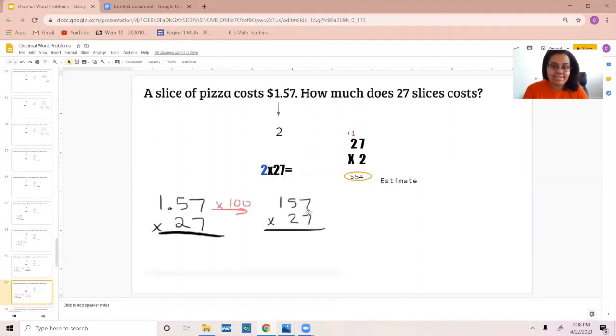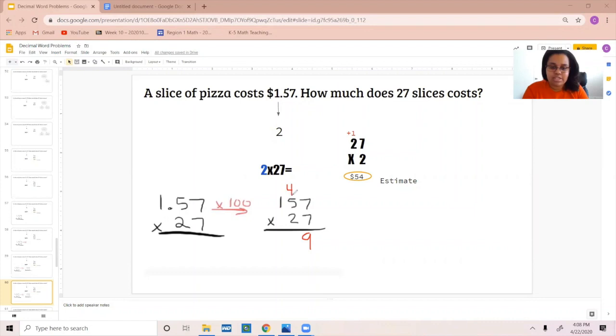I know that 7 times 7 ones equals 49 ones. And we can rename 49 ones as 9 ones and 4 tens. That's why we carry the 4.